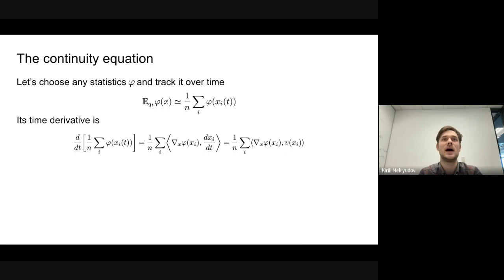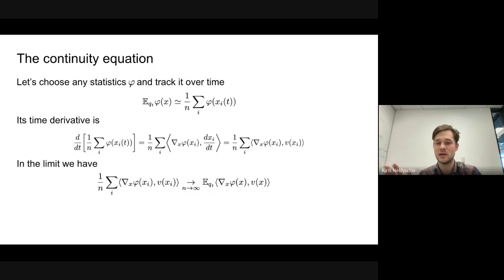Now we can say, okay, let's say we have an infinite amount of samples, and of course this equation converges to the expectation with respect to the current distribution of samples. So stacking things all together, the derivative of the expected value of the statistics phi is actually this. And now we can incorporate the vector field into our equations.